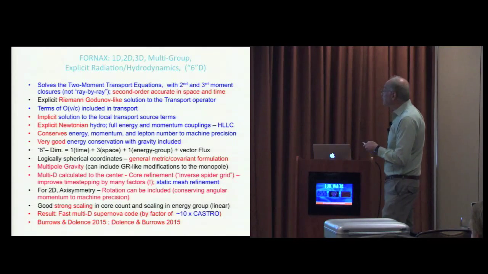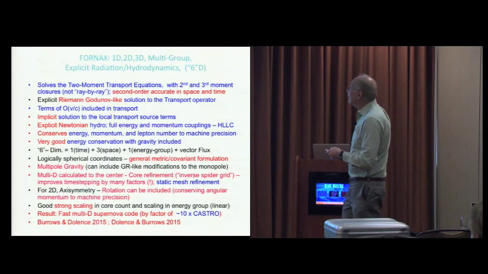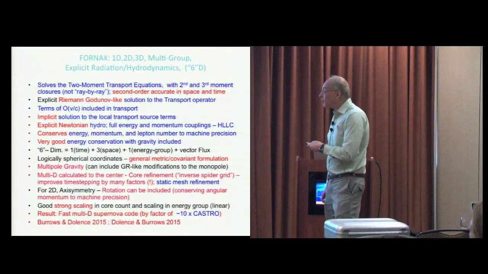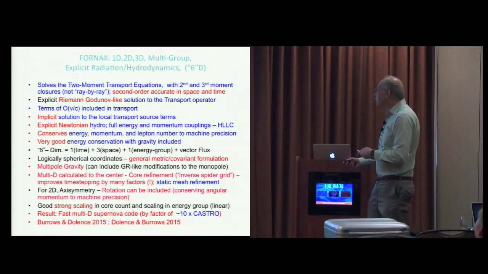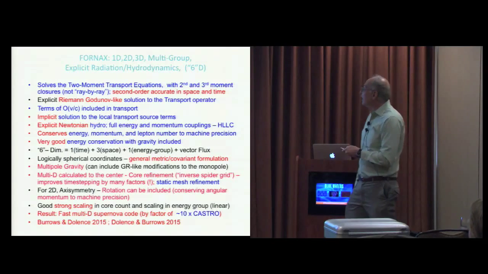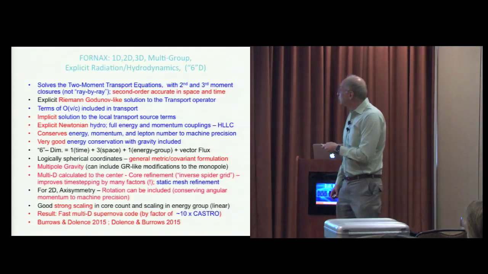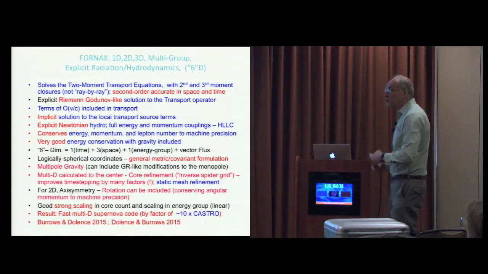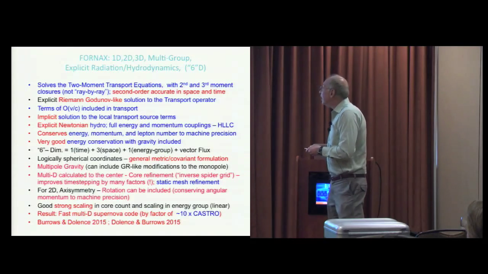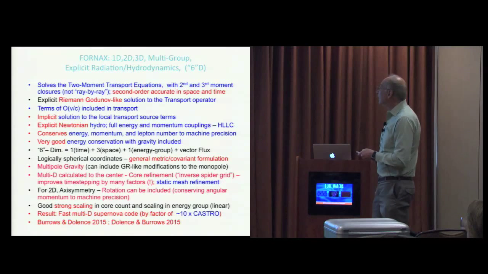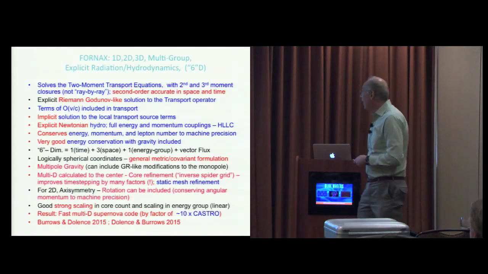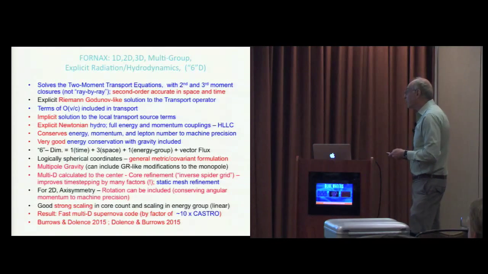It solves the 2-moment transport equations. It needs a closure. It does the transport. It solves the transport operator with a Godunov-like approach, just like hydrodynamics. There are some similar differences. It has the terms to order v over c, so it has velocity-dependent terms. It's implicit in local transport terms, so there's no global solve necessary. Explicit Newtonian hydro. Conserves energy, momentum, and lepton number to machine precision. It's very good with gravity. That's an interesting issue, but that's offline.